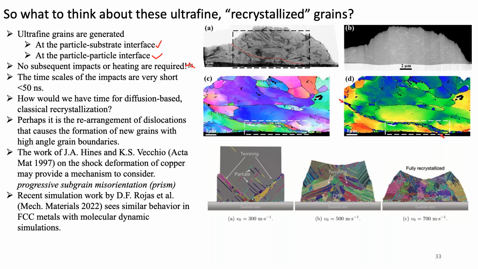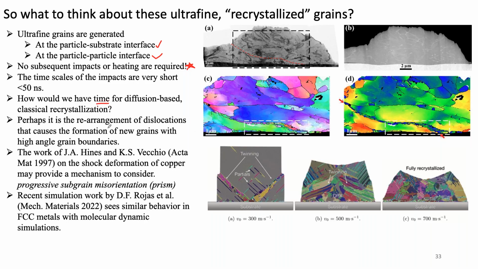So I think that's something that there's some talk in the literature about, well, as you build up plastic deformation and you do get some heating during cold spray, which you do, they kind of think about that almost in terms of classic static recrystallization, but there's a number of problems with that idea. Probably the most fundamental is that the timescales of impacts are very short, right? Probably 30 to 50 nanoseconds. So you really don't have time for diffusion-based classical recrystallization. Like, how did I get these ultrafine grains in less than 50 nanoseconds?